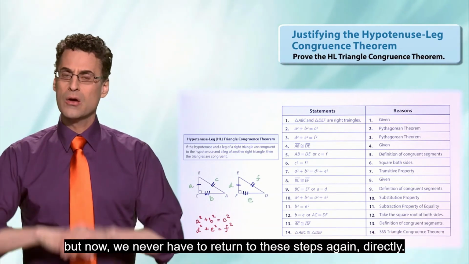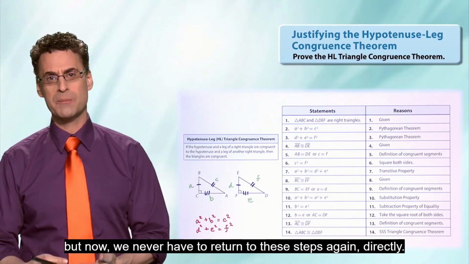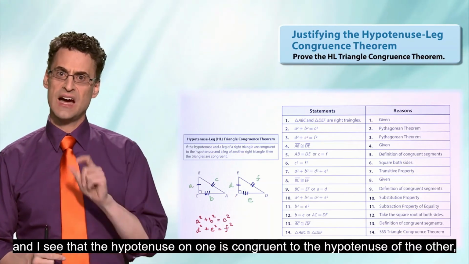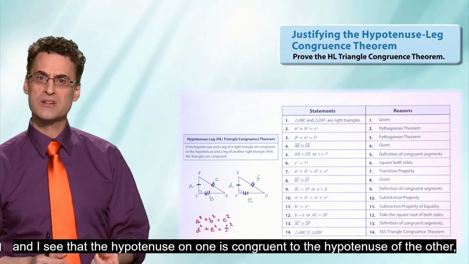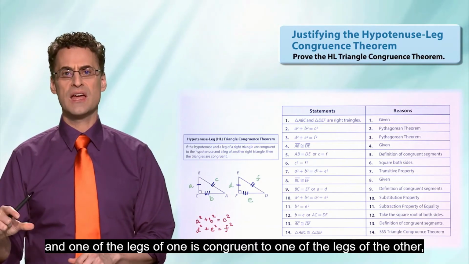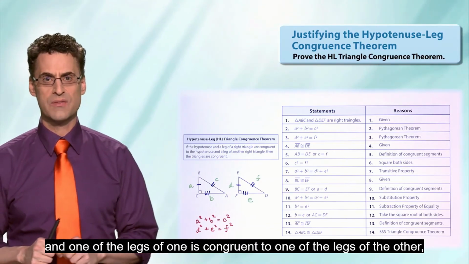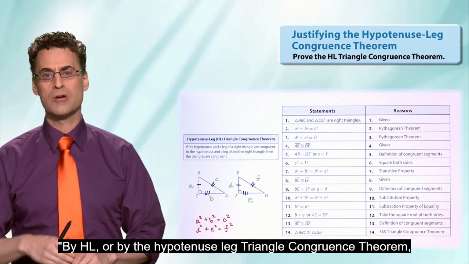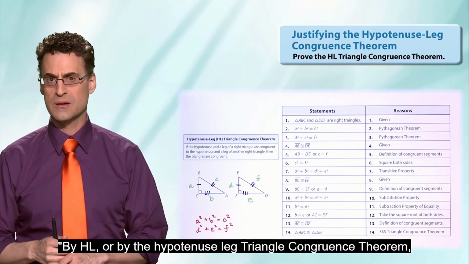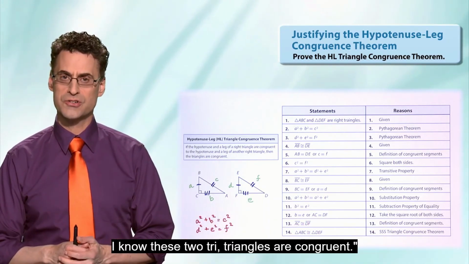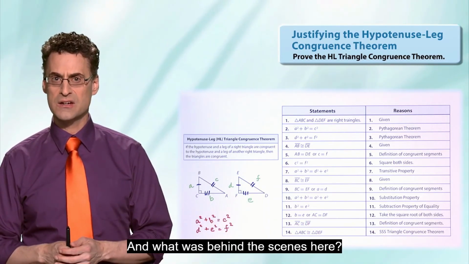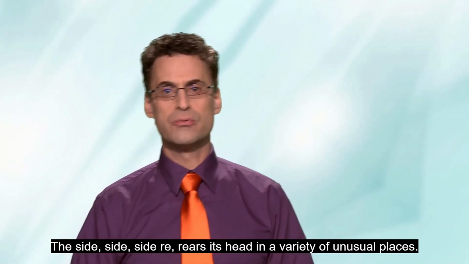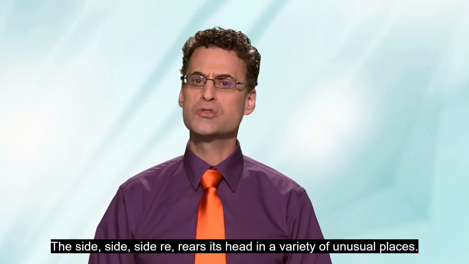But now, we never have to return to these steps again directly. Whenever I have two right triangles, and I see that the hypotenuse on one is congruent to the hypotenuse of the other, and one of the legs of one is congruent to one of the legs of the other, we can apply all of this automatically and say, by HL, or by the hypotenuse leg triangle congruence theorem, I know these two triangles are congruent. And what was behind the scenes here? What was behind the scenes here, of course, was side, side, side. The side, side, side rears its head in a variety of unusual places.